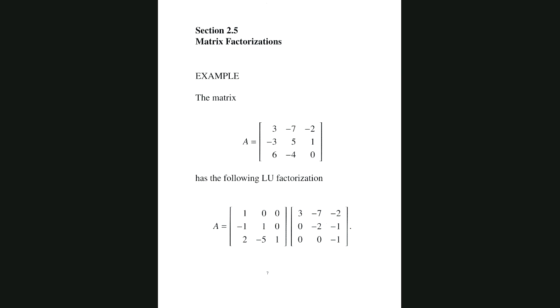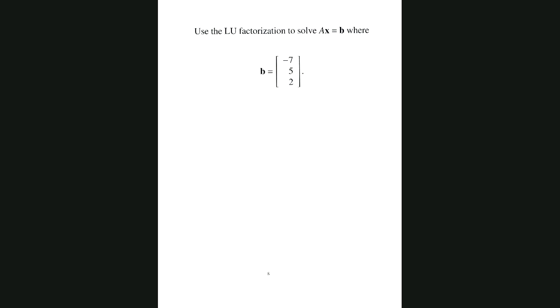So here's what we want to do. We want to use this LU factorization to solve the system AX equals B, where the vector B has the values -7, 5, and 2. Okay, give you a moment to copy that.